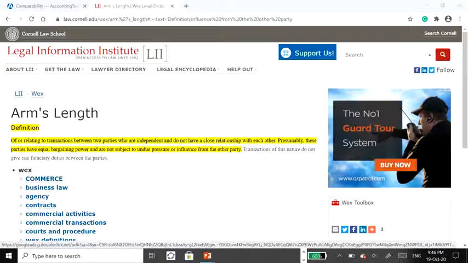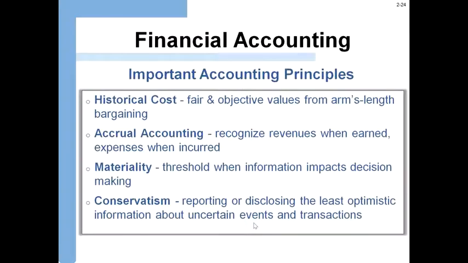So now let's take a look at the accrual accounting. Okay. Accrual accounting pula is used principally, we recognize revenues when earned and expenses when incurred. Okay, itulah accrual accounting. Kita recognize revenue when earned and recognize expenses when incurred. So next ialah materiality.